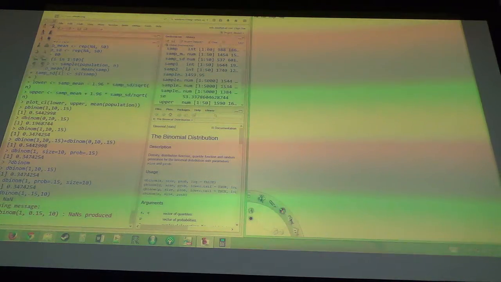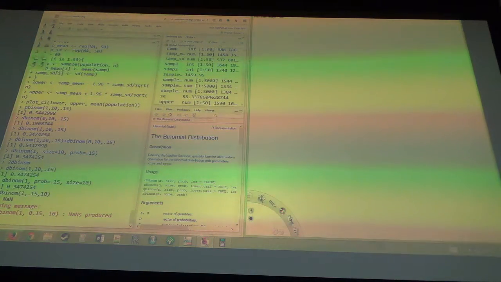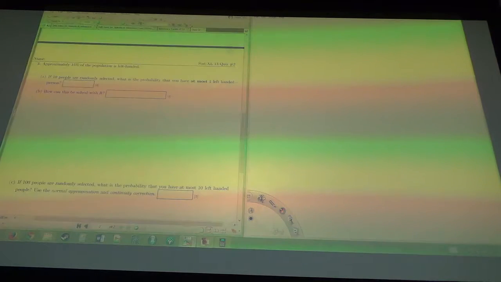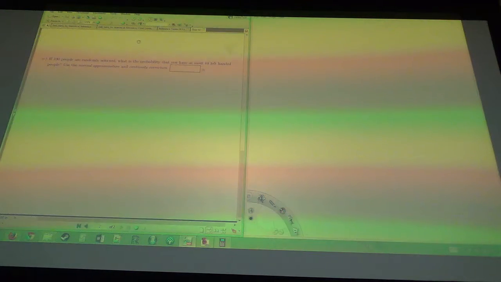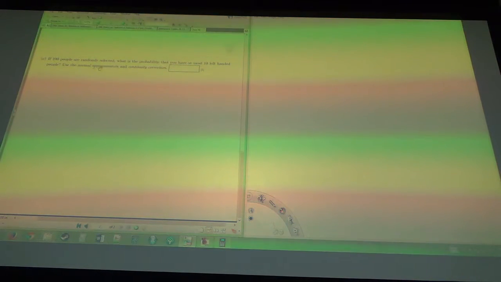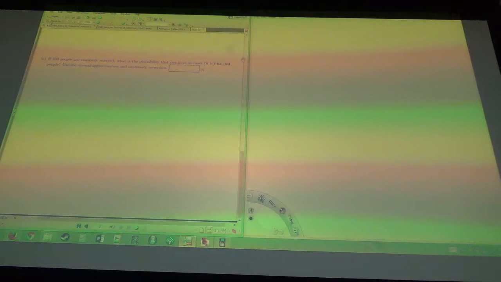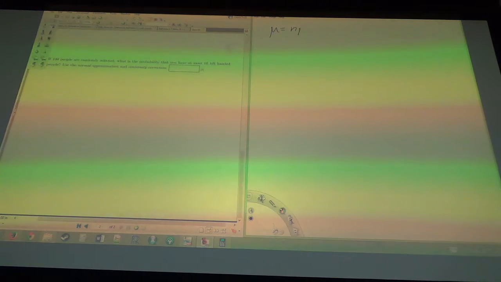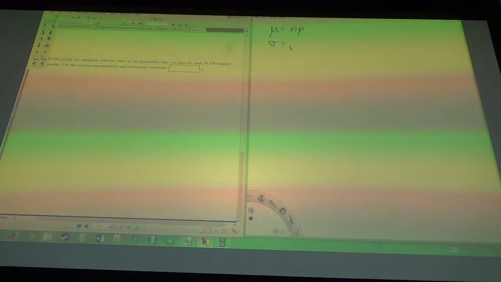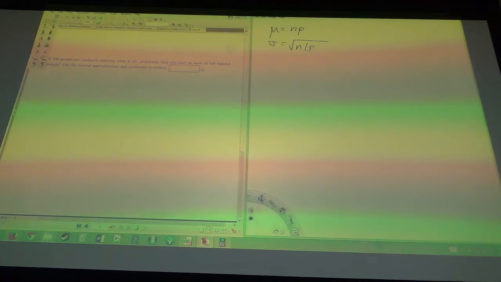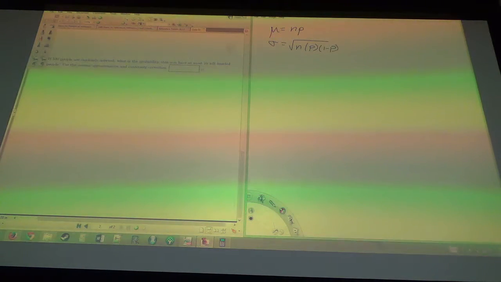Maybe I should have saved that. And then part two says, if 100 people are randomly selected, what is the probability that you have at most 10 left-handed people? Okay. So in this case, it says use the normal approximation and continuity correction. So here we're going to use mu is equal to n times p, and sigma is equal to the square root of n times p times 1 minus p.